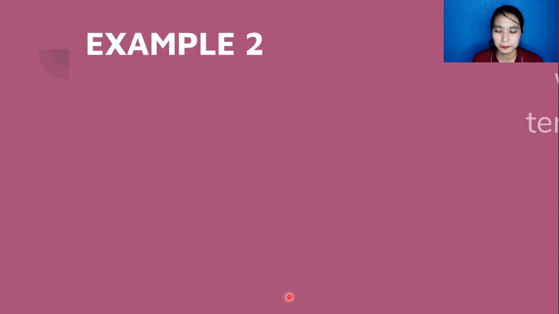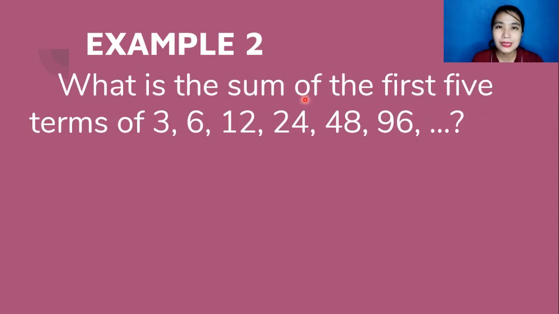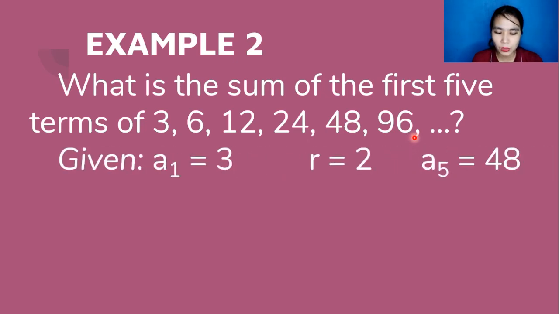Example number 2. What is the sum of the first 5 terms of 3, 6, 12, 24, 48, 96? So our given will be, our first term a sub 1 is 3. Our r, so 6 divided by 3, is equal to 2. And we need to find the sum of the first 5 terms.